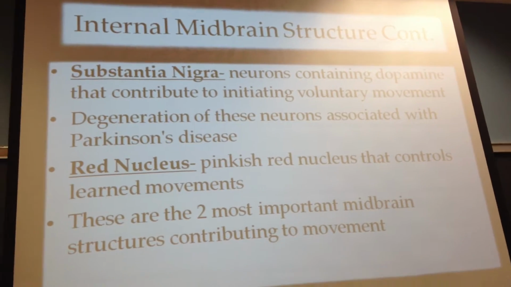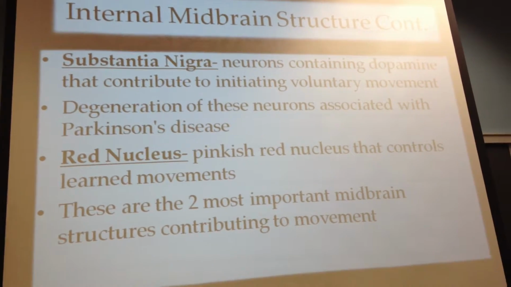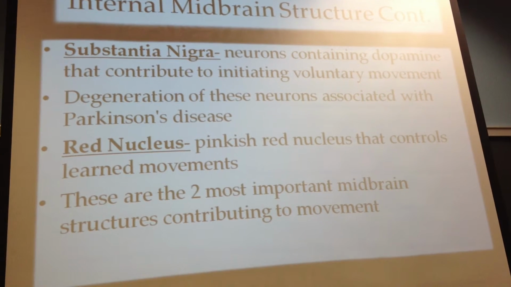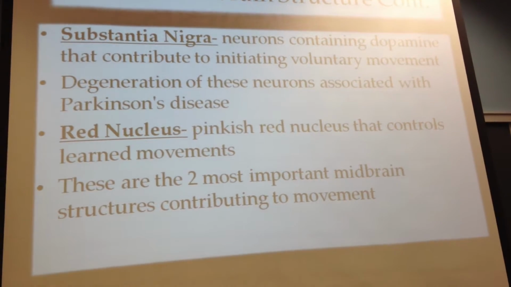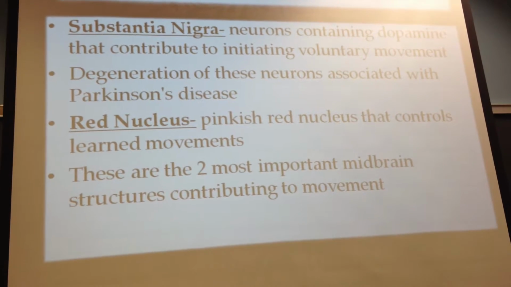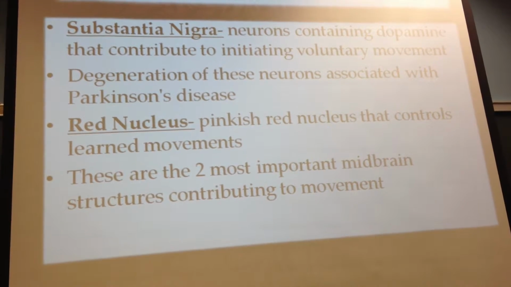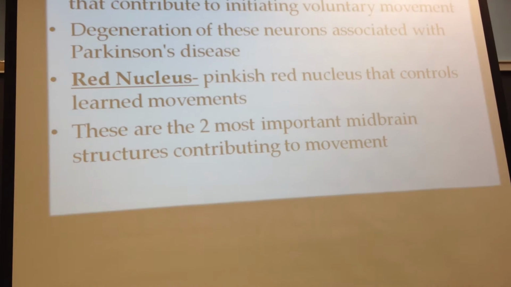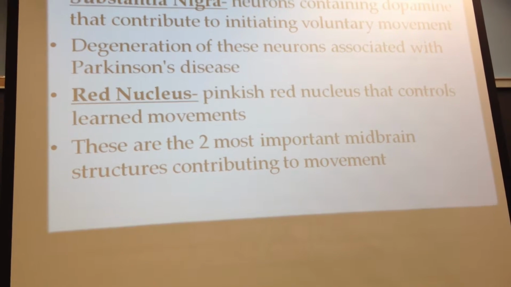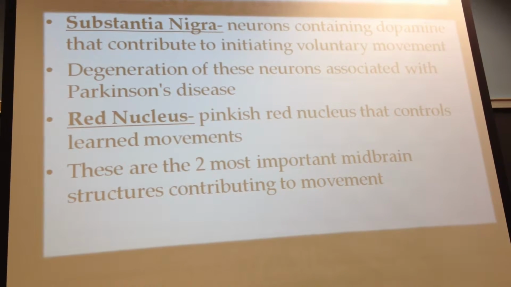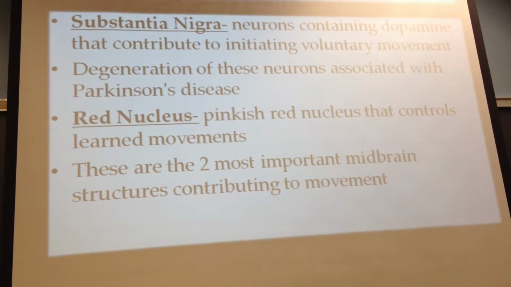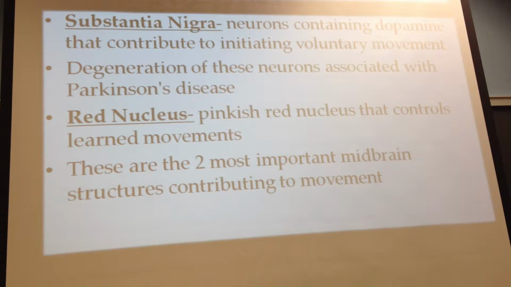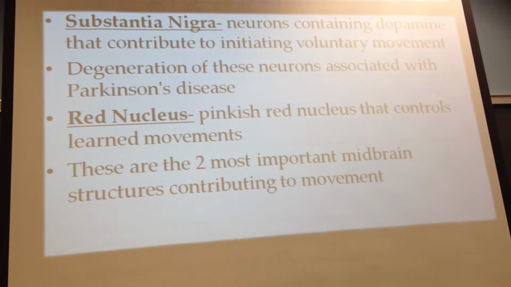In the internal midbrain, the two most important structures are the substantia nigra and the red nucleus. The substantia nigra contains neurons with dopamine that contribute to initiating voluntary movements. It translates thoughts like, I want ice cream, into actually getting up, going to your freezer, and getting ice cream. The degeneration of these neurons in the substantia nigra is associated with Parkinson's disease.